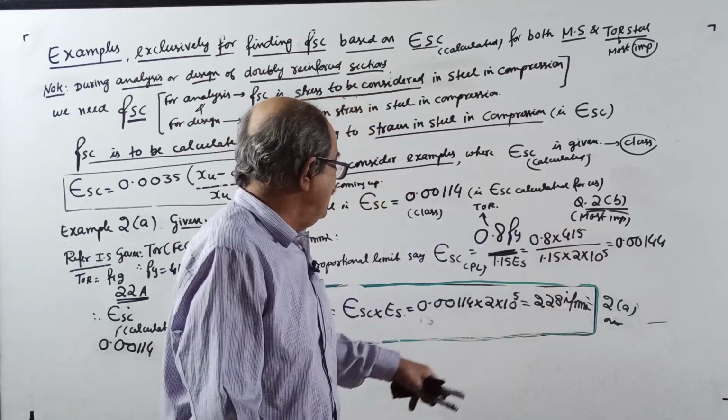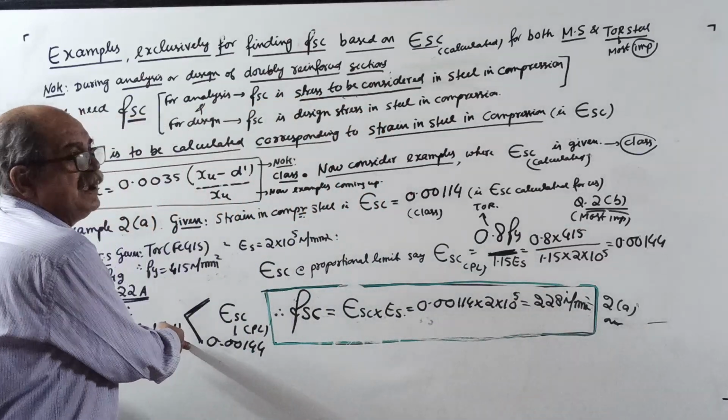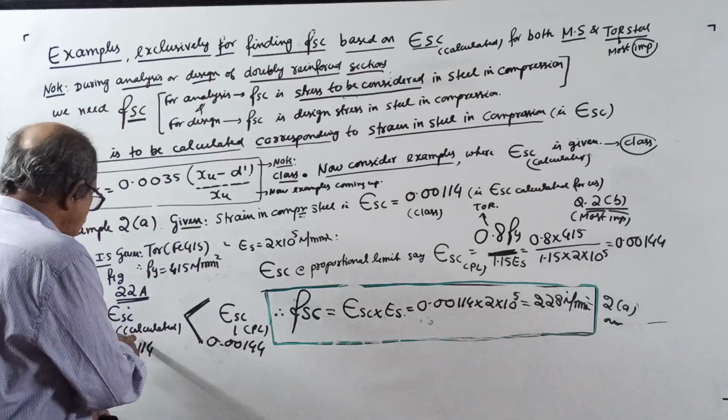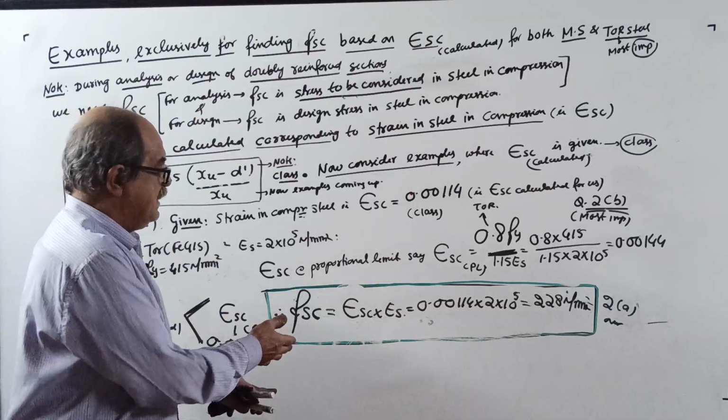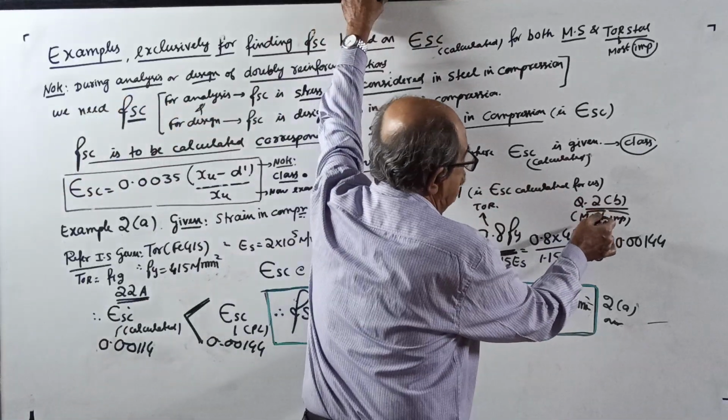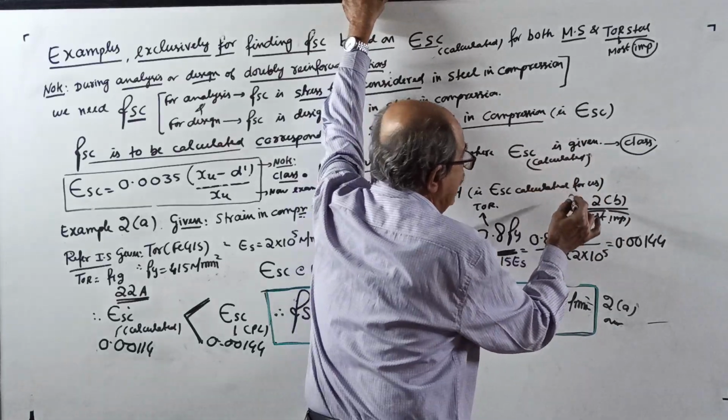Practically, for torque steel, this case will not come. I know it. This case will not come. Your strain will always come more. Therefore, I have given it for procedure purpose. Over. Now, start. Question 2B, most critical question, very, very important.